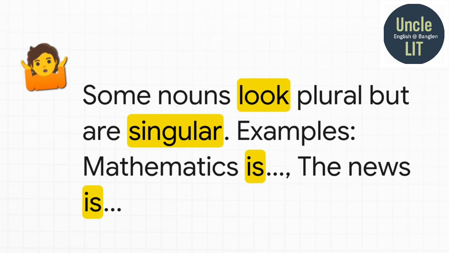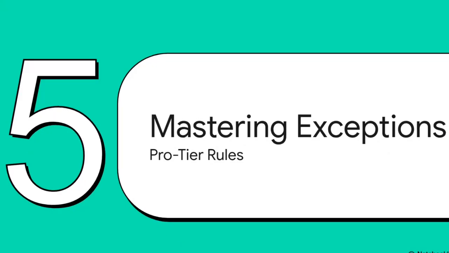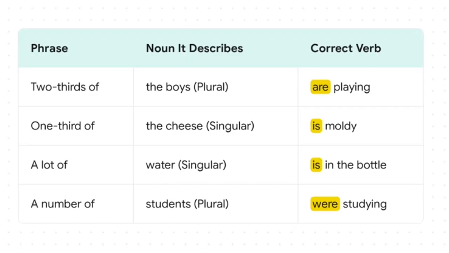Okay, you've got the basics down. You've mastered the fundamentals. Now it's time to level up. We're getting into the pro-tier rules. Now these are the special cases that will make your English sound really sharp and precise. So when you see words that talk about parts of a whole, like fractions or phrases like a lot of, the rule gets a little twist.